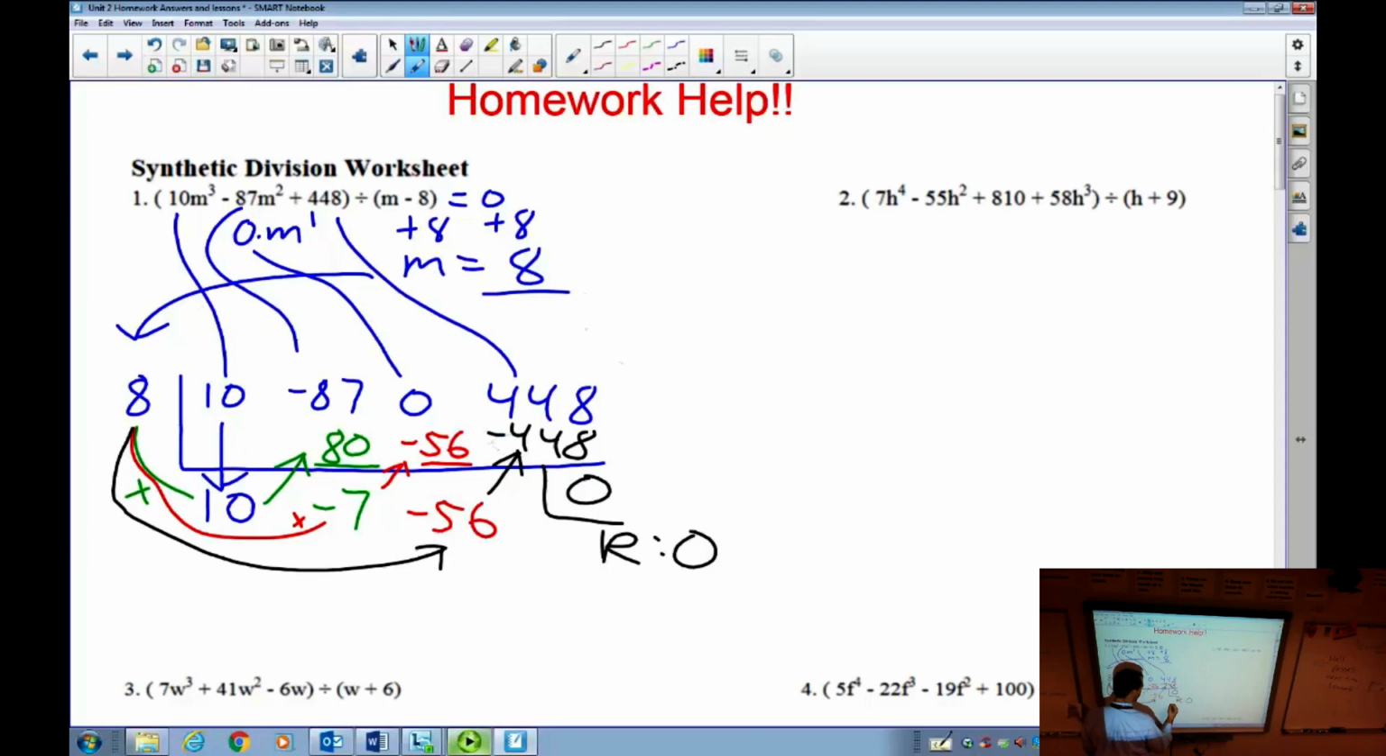So then we can answer the question, is m minus 8 a factor? And so we're going to say yes. Whenever you have a remainder of 0, you say yes. Whenever it's a remainder of anything else, then you say no. I'm teaching the students that are behind the screen that are watching the video.